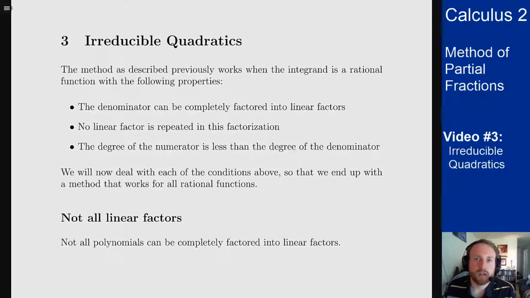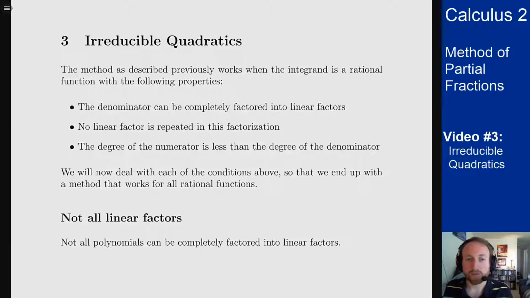In this video, we'll talk about using the method of partial fractions with irreducible quadratics. In the last video, we had a method that worked for all rational functions with certain properties. This method could work if the denominator could be factored into linear factors, no linear factors repeated, and the degree of the numerator is less than the degree of the denominator. We had those three conditions that let us have the exact form of a over x minus 1 plus b over x minus 2, that sort of a thing that gave us partial fractions.